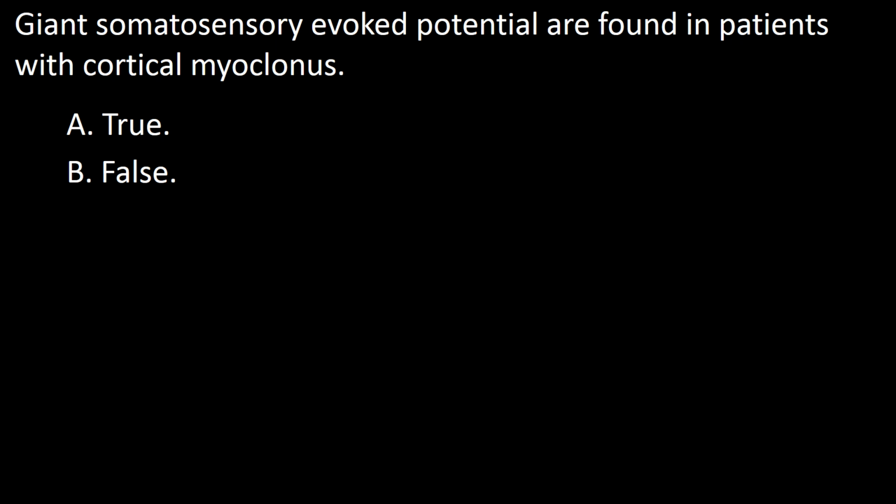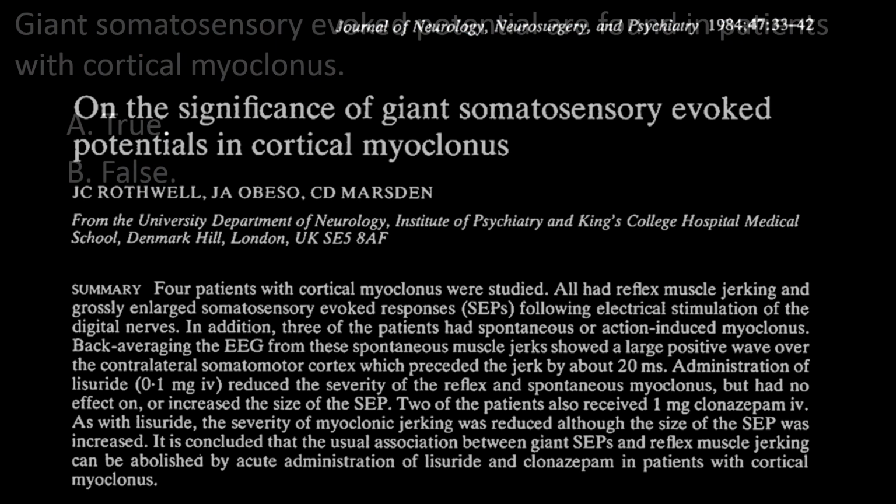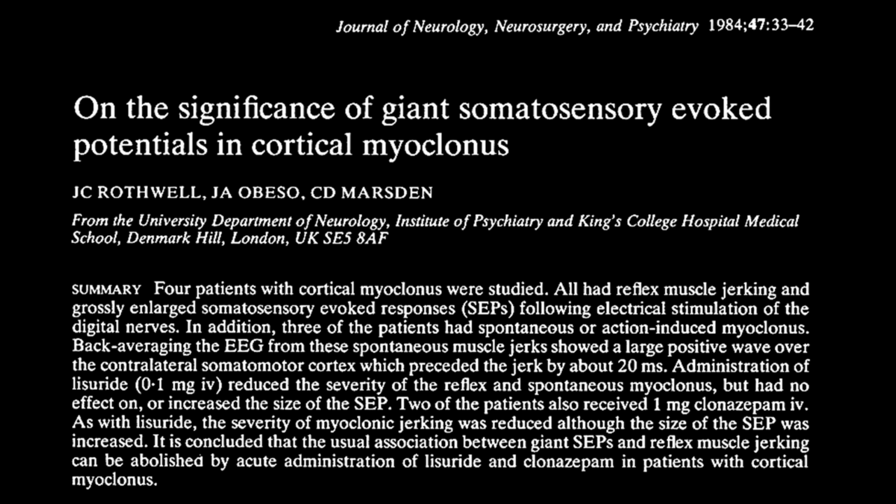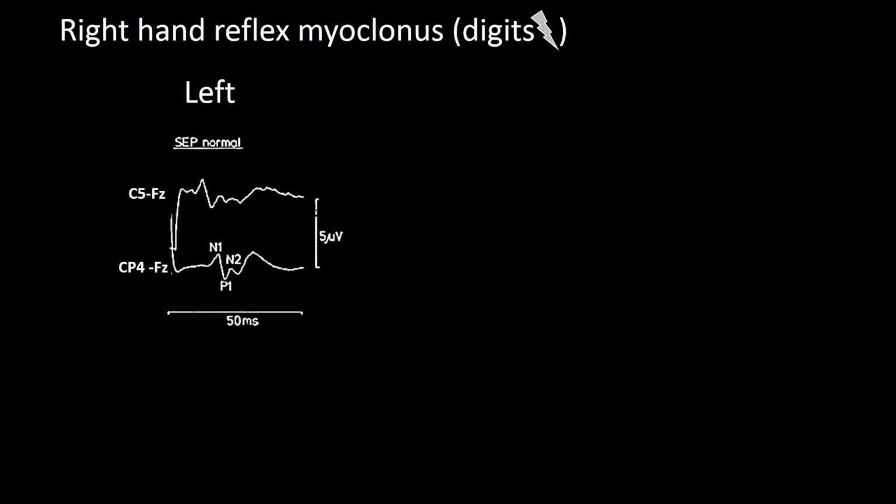Next question. Giant somatosensory evoked potentials are found in patients with cortical myoclonus. A, true, B, false. This article was written many years ago. It describes the association of grossly enlarged somatosensory evoked potential in a patient with right hand cortical myoclonus. In this frame, as you can see, there is a representation of a left-sided stimulus provoking a right cortical potential and also a cervical potential. And as you can see, these potentials are normal.